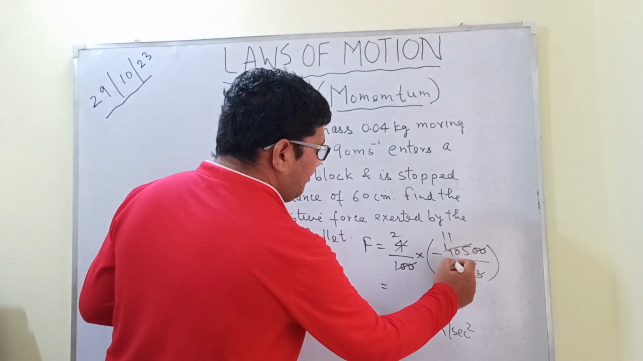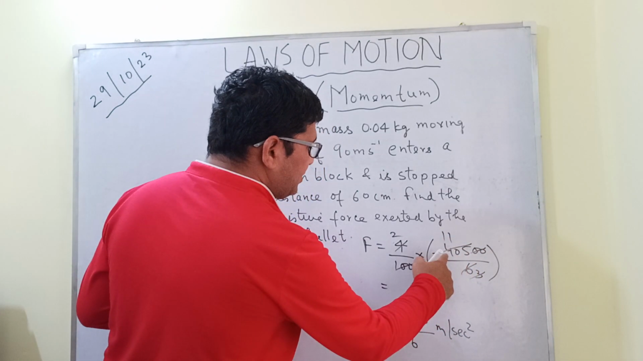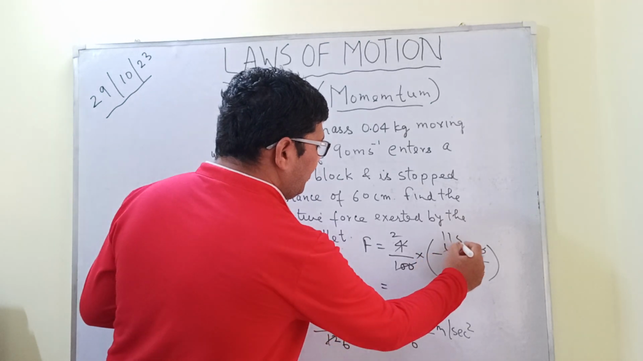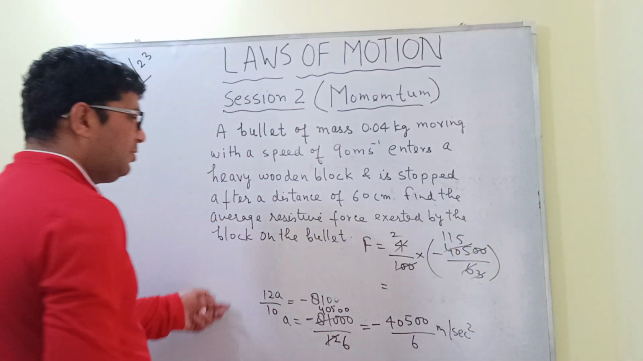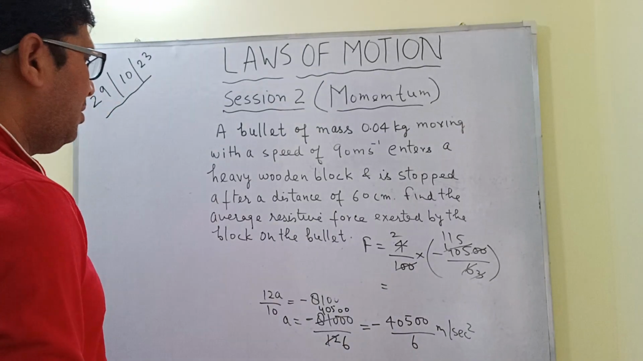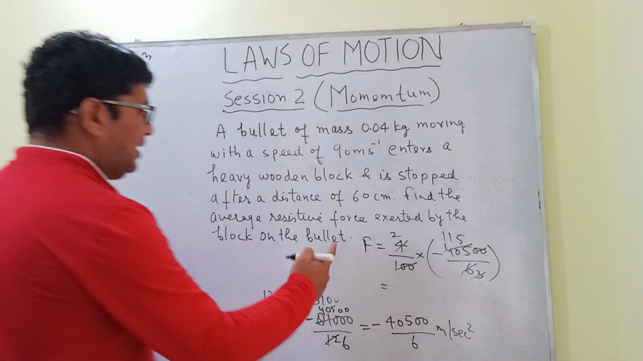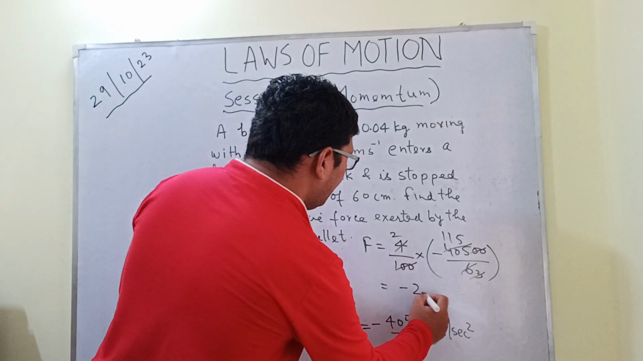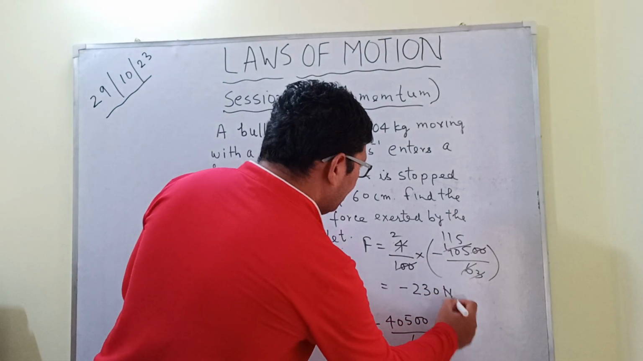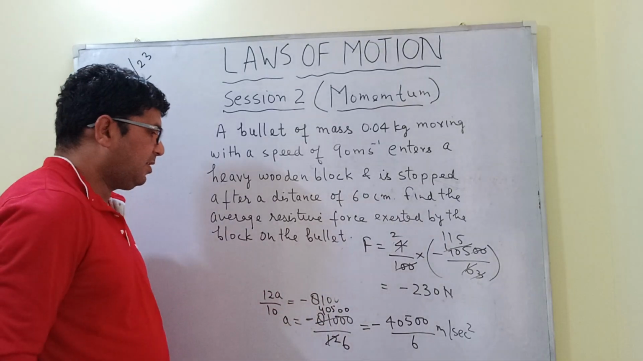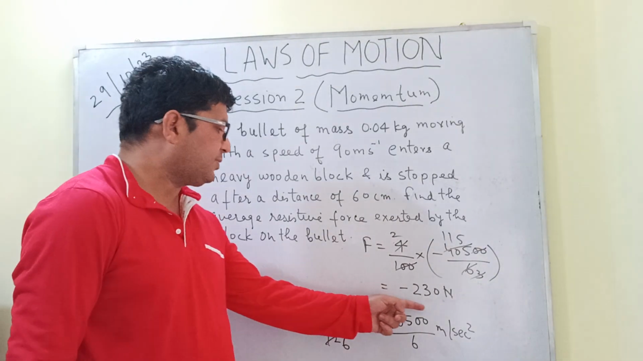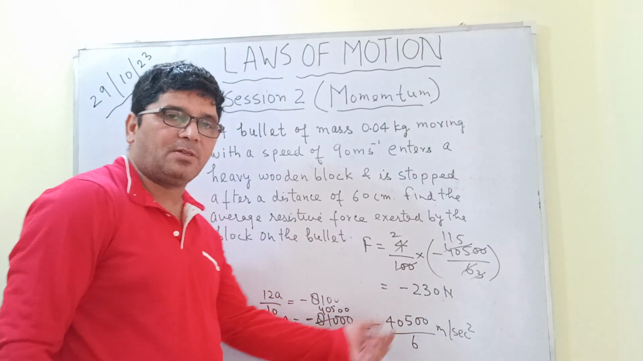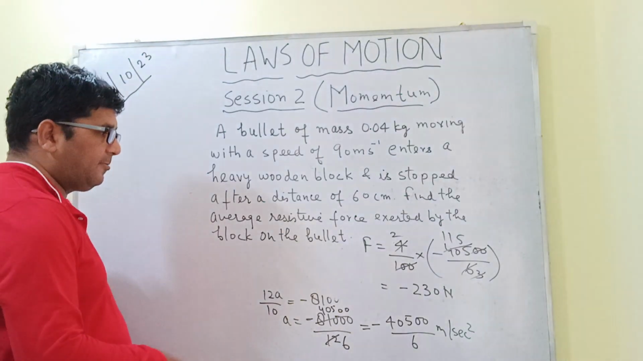3 into 1 that is 3, and then 3 and 9 हो गया, and this is 15. ठीक है, सो आपका ये आंसर हो जाता है -230 newtons. So the average resistive force is equal to -230 newton. माइनस इसलिए आ रहा है because the motion is retarding.